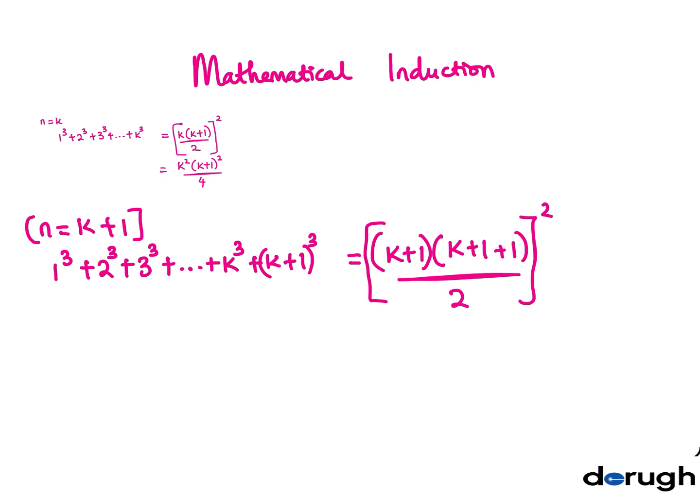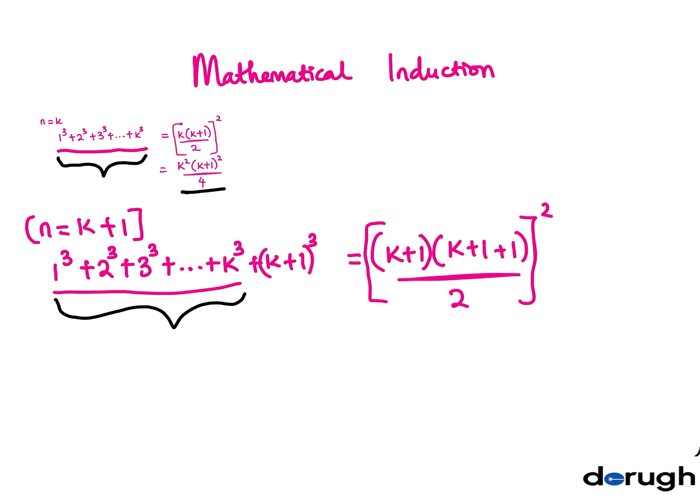Now, what I want us to see is that this part here is the same as this part here. So based on our assumption in step 2 that this is true, we can replace this entire portion with this. So we replace this entire portion, which is this one here. We replace it with this guy right here.